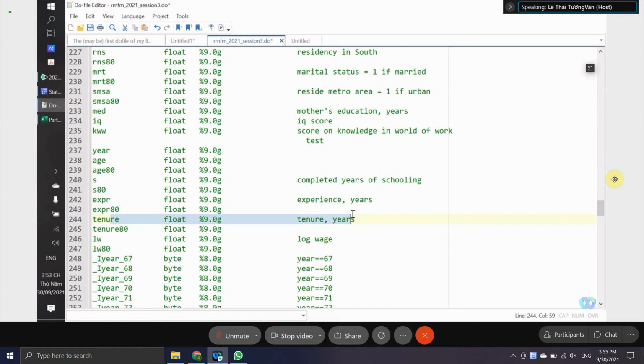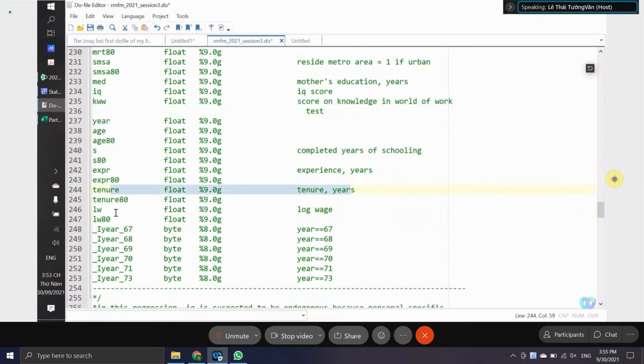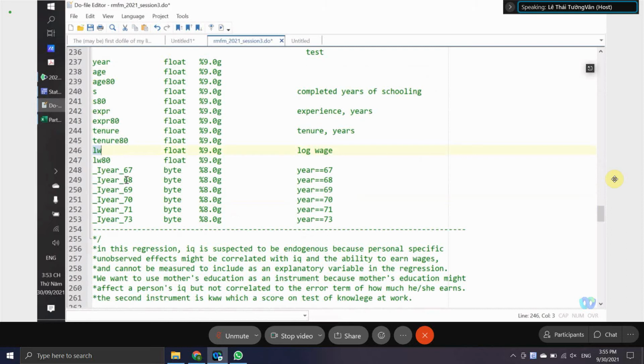After 30 years, you come back to Vietnam, and you work for the State Bank of Vietnam for 2 years. Your tenure is 2 years, but your experience is 32 years. So tenure and LW is a log of which, and then you have a number of dummies. Tomorrow we will talk a lot about dummies and similar things. When you have the variable of 0, 1, that is a practical modeling issue.